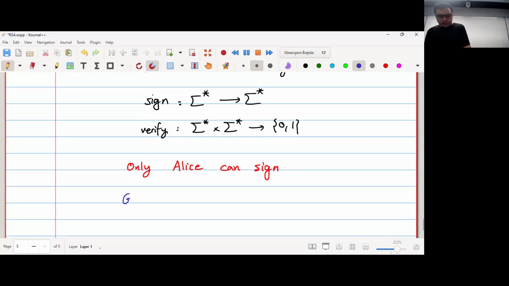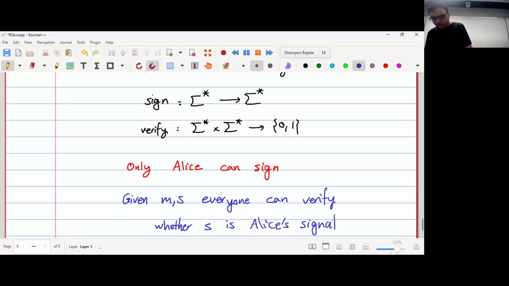So given a message and a signature, M and S, everyone can verify whether S is a valid signature of Alice on M. S is Alice's signature on M. So I want to have these two properties. I want to make sure that only one person can sign, but everyone can verify.